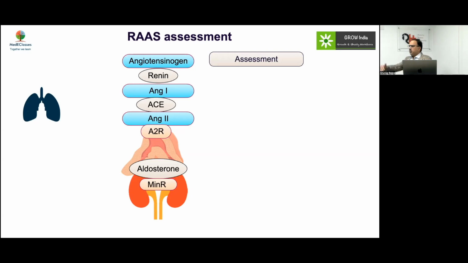So if we talk about the renin-angiotensin-aldosterone system, the assessment can be done at the level of actual measurement of renin, which is a direct renin assessment, or a plasma renin activity. Now, direct renin is basically an immunoassay. Plasma renin activity is actually a bioassay. So we need to be careful when we differentiate. We'll talk a bit about how they are different and which is preferable in that regard.